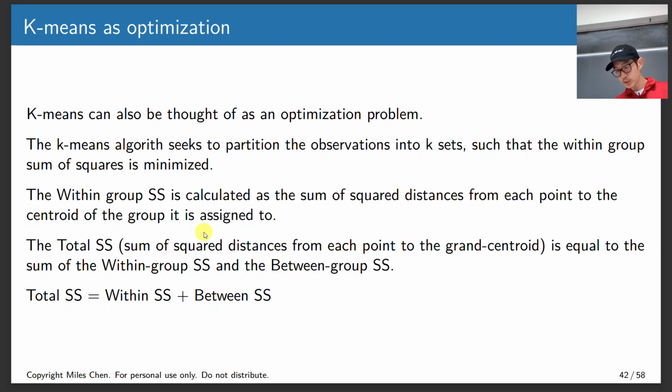So what is k-means clustering doing? What it's trying to do is minimize the sum of squares within a group, okay? So the within group sum of squares is calculated as the sum of squared distances from each point to the centroid of the group to which it is assigned, okay? Whereas the total sum of squares is equal to the sum of the within group sum of squares and the between group sum of squares, okay?